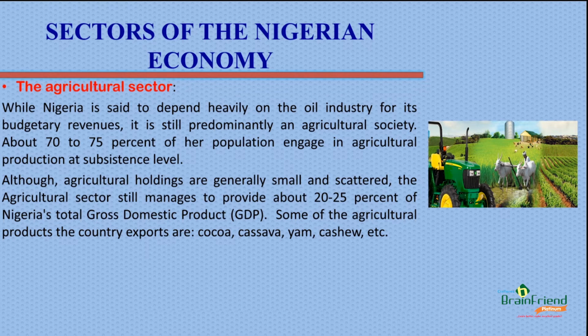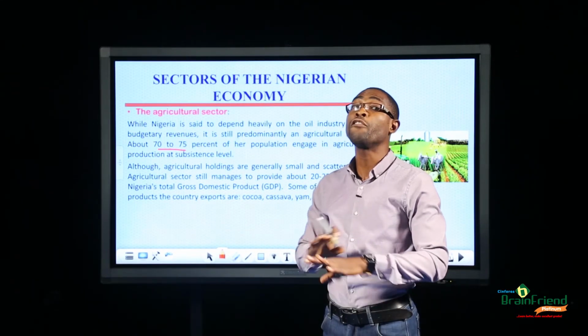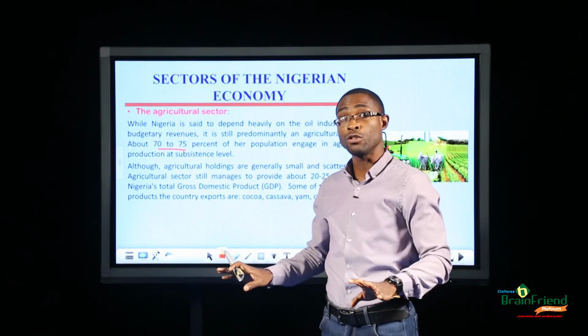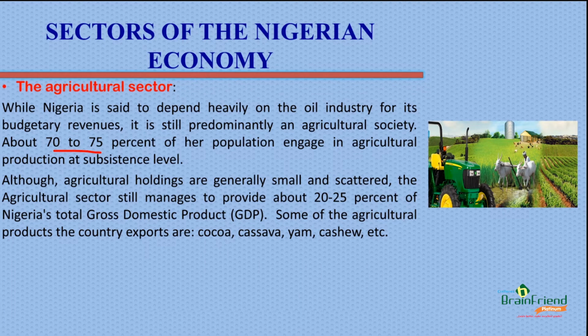Although the Nigerian economy depends solely on oil for its budgetary revenue, the agricultural sector contributes about 70 to 75% of the nation's employment system. So basically, most of the Nigerian citizens are farmers. They engage in agricultural activities. As such, the agricultural sector still manages to provide about 20 to 25% to the nation's gross domestic product.